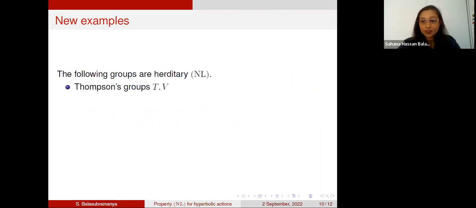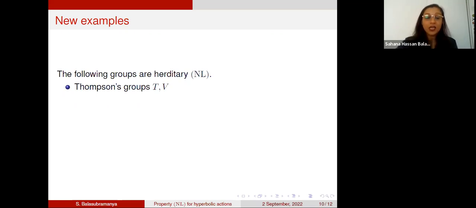The first thing that we're able to show is that Thompson's groups T and V are hereditarily NL. We cannot expect Thompson's group F to have this property because Thompson's group F has abelianization Z cross Z. And the fact that Z cross Z has so many linear actions means that you can always factor through the abelianization of F and produce lots of lineal actions, at least with loxodromic elements. So there's absolutely no hope for F to be in this list, but Thompson's groups T and V are in this list.